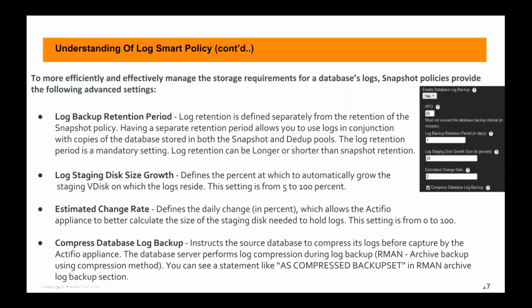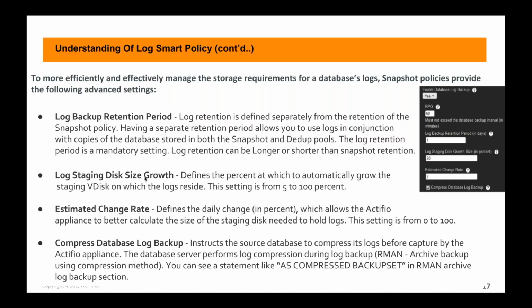To understand more about log smart policy, there are a couple more parameters to understand in a deeper dive. One is log backup retention period, right? On the SLA advanced settings, you have an option, log backup retention period. On the right hand side, you can see this log backup retention period in this diagram. It decides how long you want to keep log backup copies on the Actifio staging disk. You are running the archive log backups by enabling log smart policy, and we are keeping them on the Actifio staging disk, and how long you want to keep these backup copies is decided by a parameter called log backup retention period.